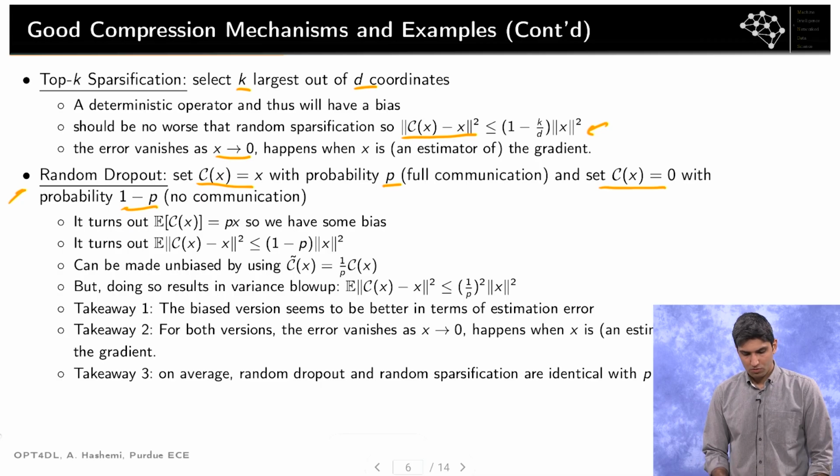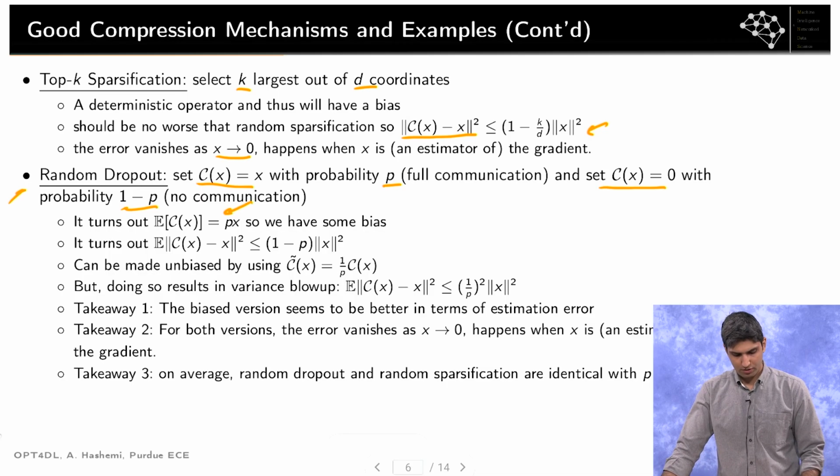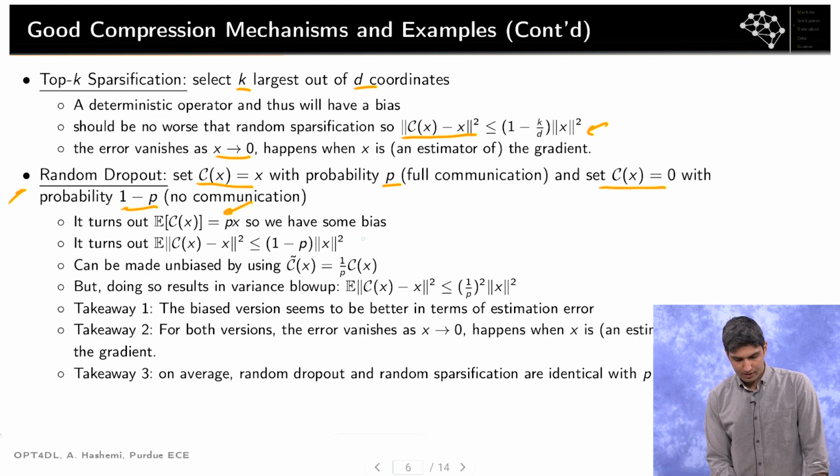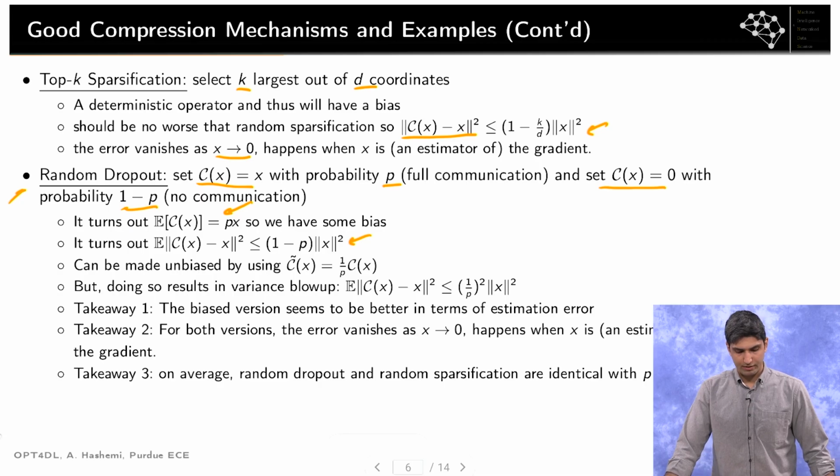It is very easy to calculate the bias of this strategy by looking at the expected value of our compression mechanism. The expected value will be P times X. We have some bias as long as P is strictly less than 1. And it turns out that the total compression error in this case will be 1 minus P times the norm of X squared.